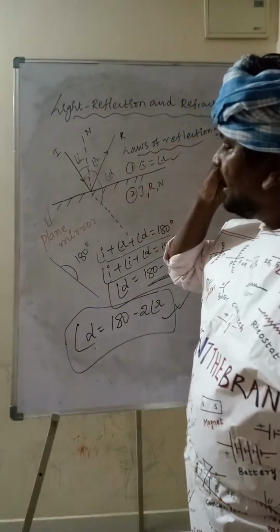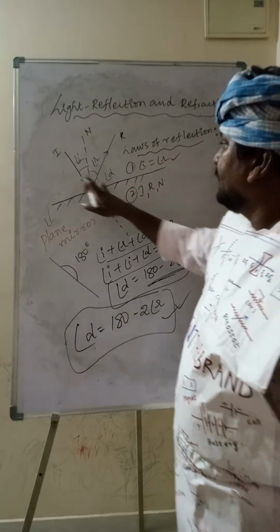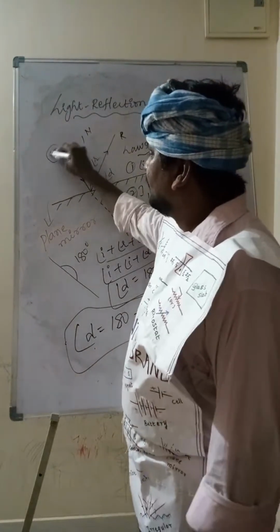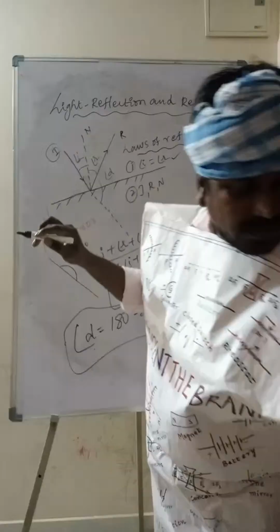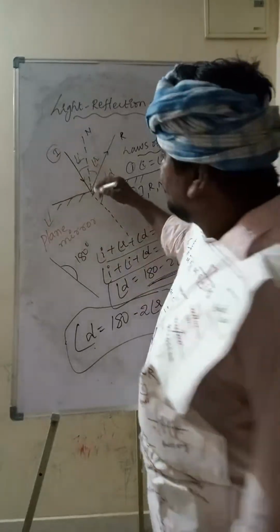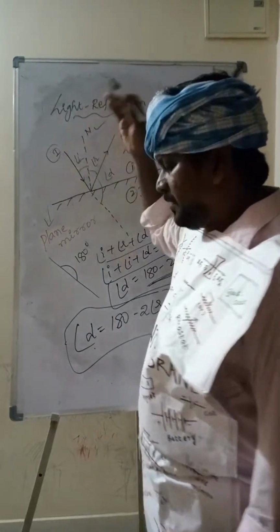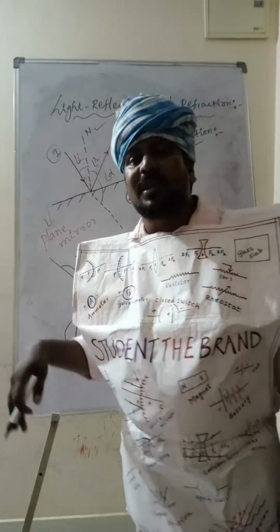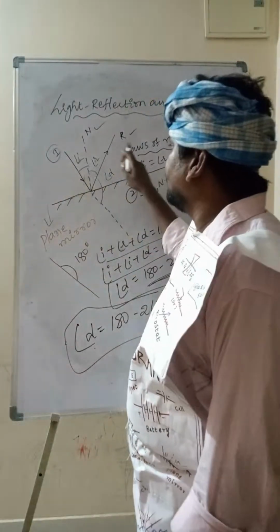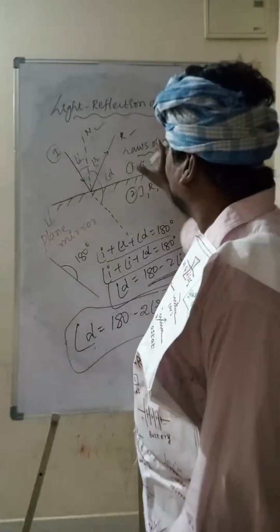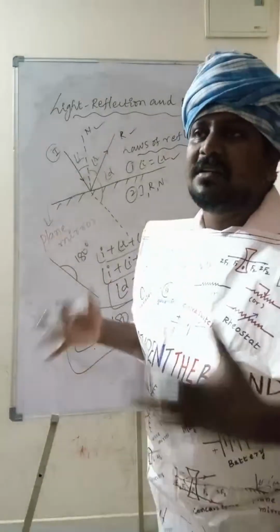Light reflection: the light which is incident on the surface is called the incident ray. The light which is reflecting back is called the reflected ray. The line perpendicular to the surface is called the normal line. The bouncing back of light is called reflection.